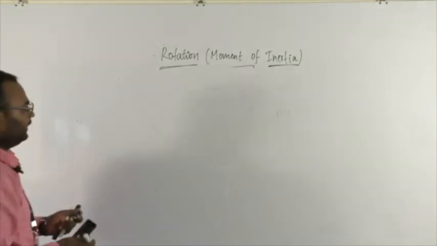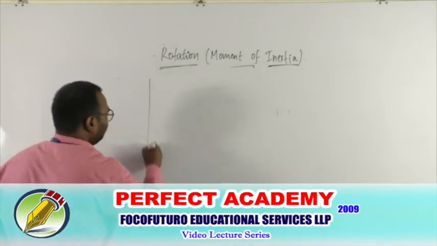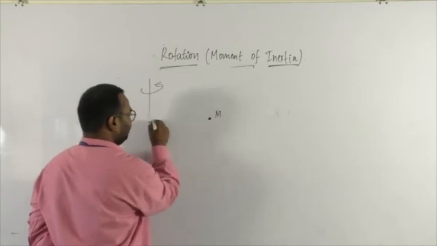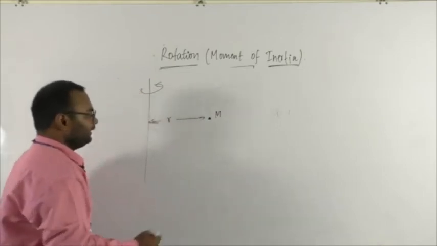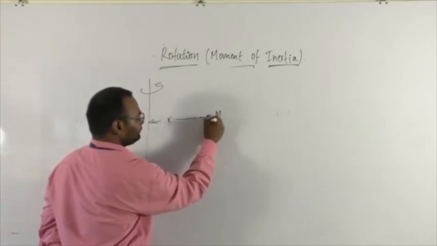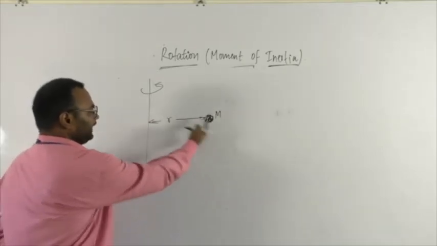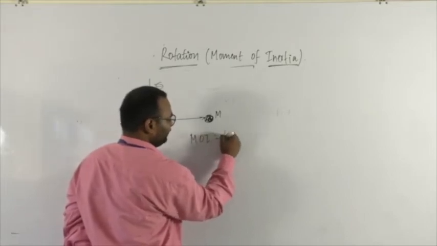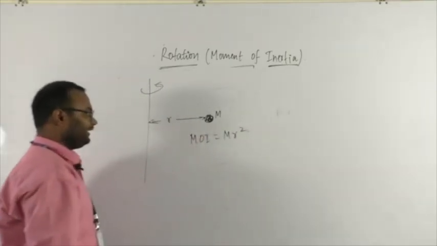Let's take this axis and a mass m here having distance r. So you want to rotate this mass m about this axis. For this you will write moment of inertia as m r square, right?